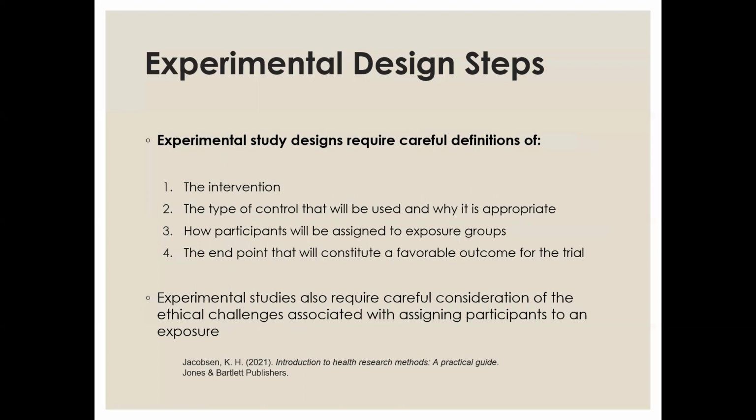So how do you do it? Of course, we have steps. The first thing you need to do is really think about the intervention. Think about the controls that you will use. Think about how you will assign people to exposure groups. Are you going to do random assignment? What's your goal there? And then what's the endpoint that's a good outcome? So what's your dependent variable and how will you measure it?